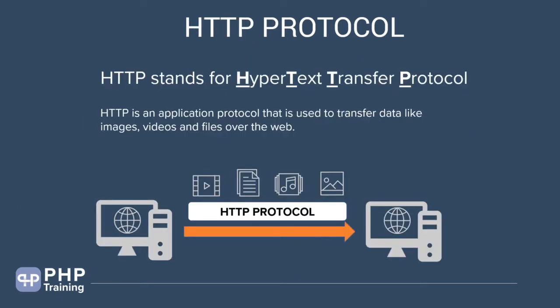The protocol that we'll use is the HTTP protocol, and HTTP stands for Hypertext Transfer Protocol. When I say hypertext, hypertext is nothing but your videos, pictures, music files and normal CSV files. These are called hypertext. So if you want to transfer hypertext between computers, you have to use a protocol called Hypertext Transfer Protocol. And HTTP is an application protocol, meaning it is an abstraction. It is one layer on top of the TCP/IP protocol, and that is the protocol used to transfer data like images, video, files over the web.